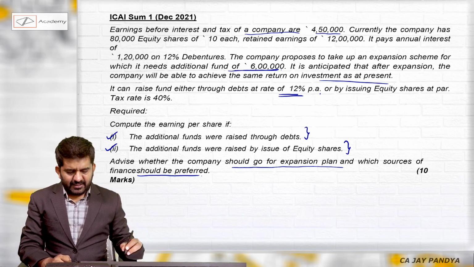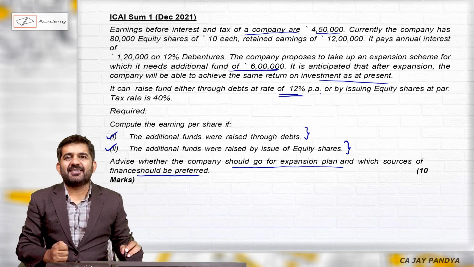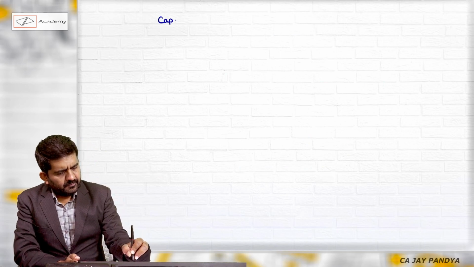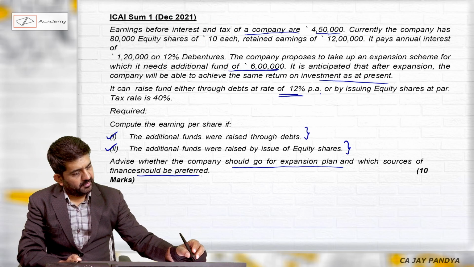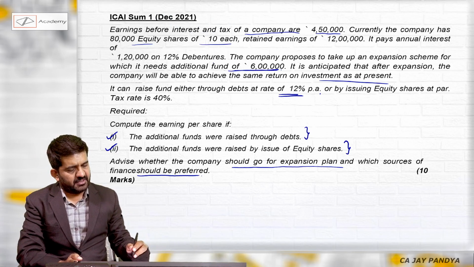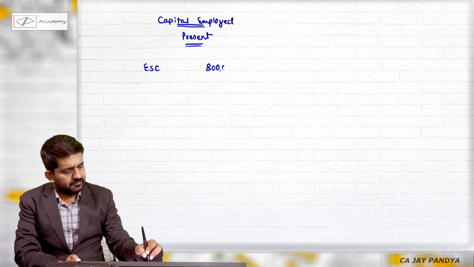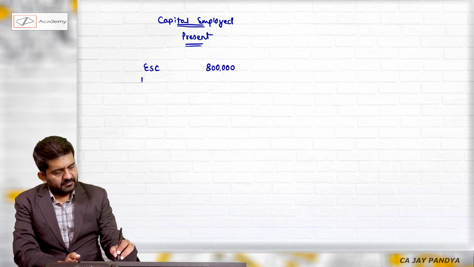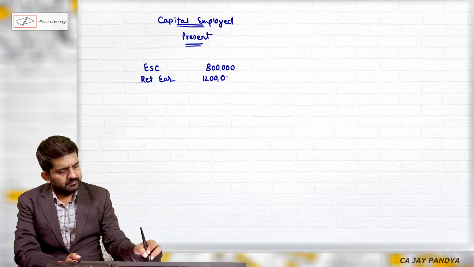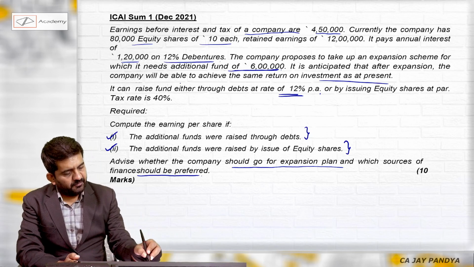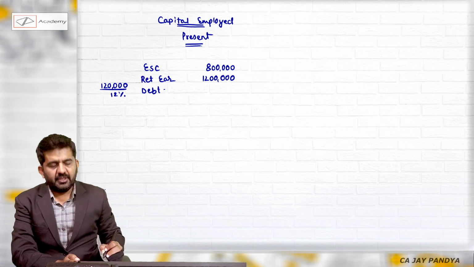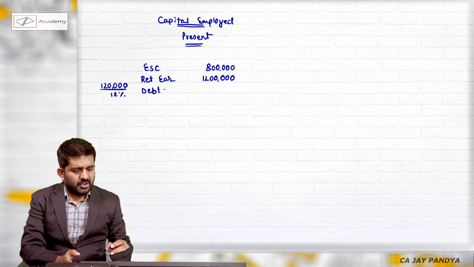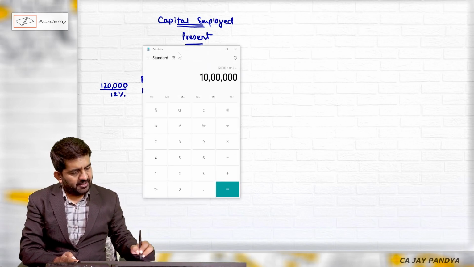Let me first have a basic understanding. Let us first calculate how much capital employed currently is. Currently, the company has 80,000 equity shares of rupees 10 each, that is 8 lakhs rupees equity share capital. Retained earnings of 12 lakhs. And 12% debt which is paying interest of 1,20,000. So what will be the face value? It is paying interest of 1,20,000 at 12%, so 1,20,000 divided by 12%, which is 10 lakhs rupees.